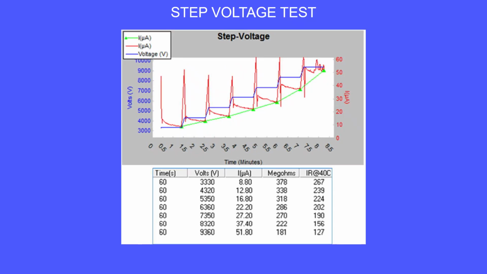This example test has a poor result. Even though the test set did not trip, the end of step leakage current trend was nonlinear, which as we know is an indication that the insulation is becoming unstable. As a matter of fact, while holding the last step voltage, the leakage current became very erratic. This insulation system was very close to failing.